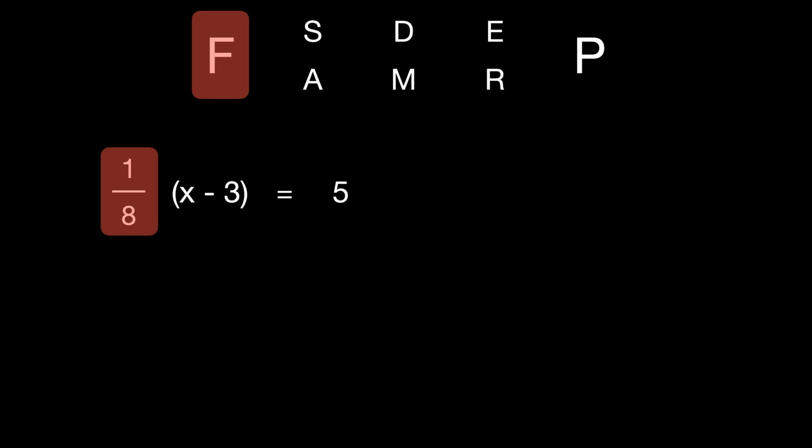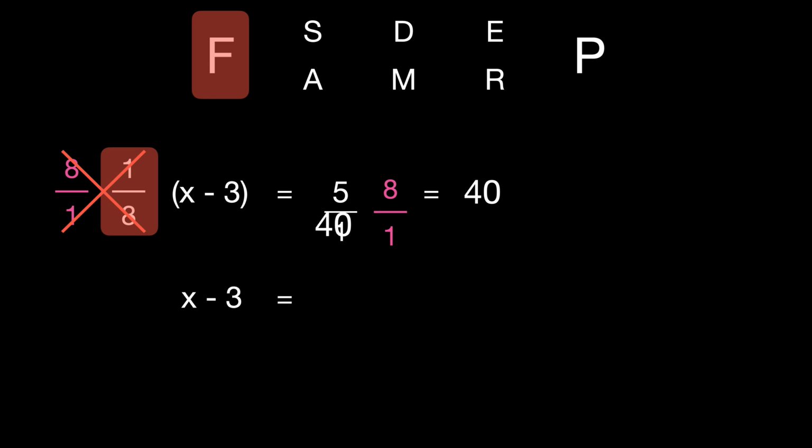Let's try another one. We've got 1/8 times x minus 3 equals 5. Again, let's go through our order. First, cancel out the fractions. Let's cancel out that 1/8 by multiplying by 8/1. That cancels that out. Got to do that to the other side. 5 times 8/1 is the same as 5/1 times 8/1, so 5 times 8 equals 40. Let's drop the parentheses: x minus 3 equals 40.